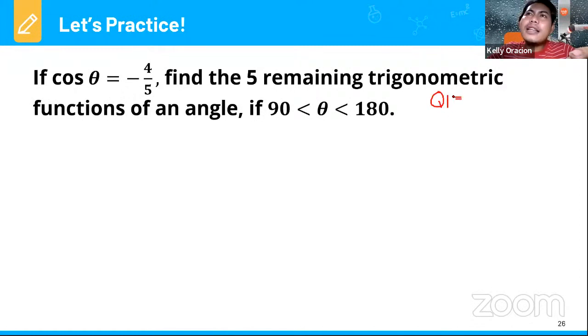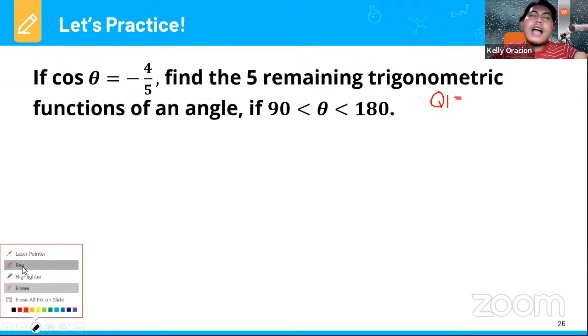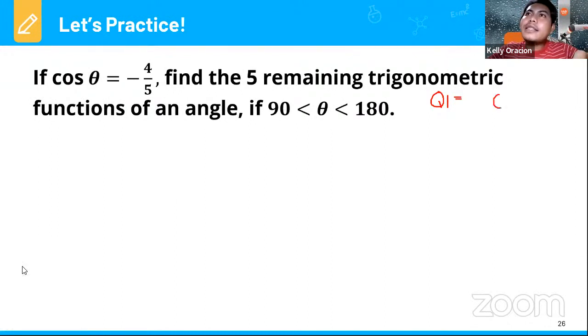Quadrant 1, 0 to 90. Okay. Kung quadrant 1, that theta is greater than 0 but less than 90 degrees. By the way, ganyan magbasa. If makakita kayo ng inequalities na ganito, ang pagbasa is always mag-start sa gitna. So, theta is greater than 90 but less than 180.